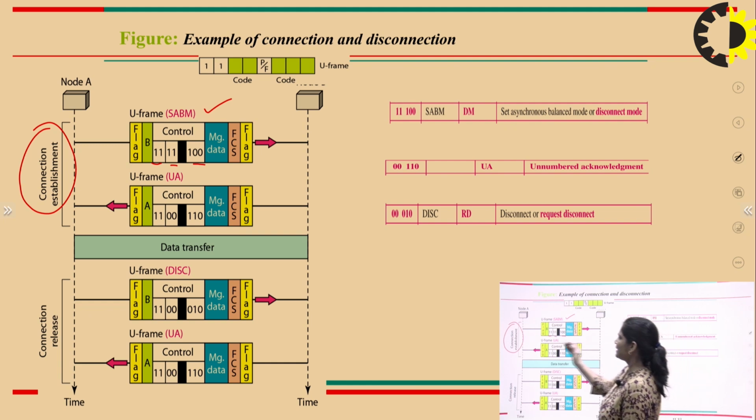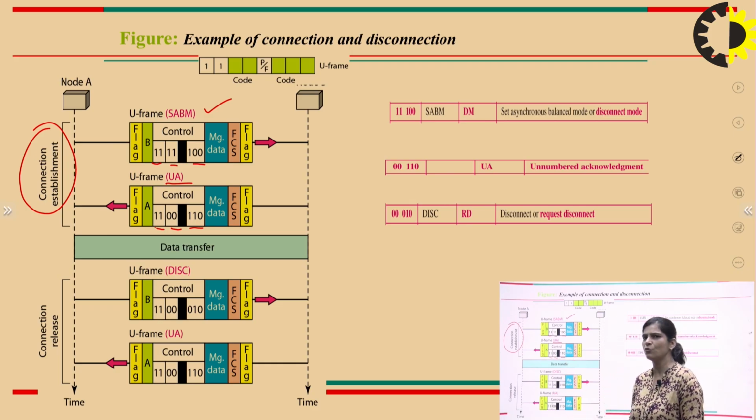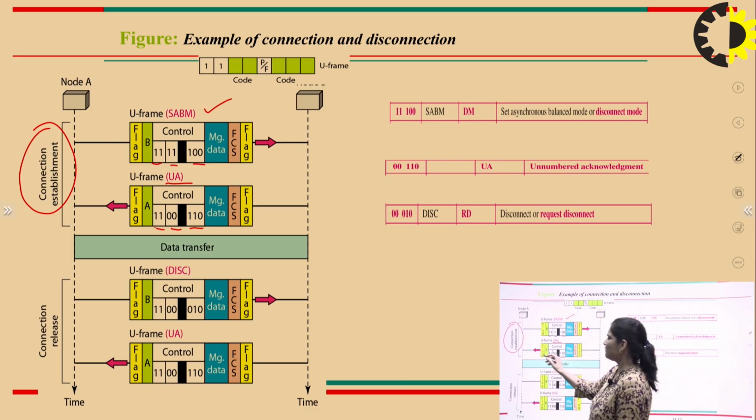This is the U frame format when we are sending a frame from sender to receiver. Now we are getting the acknowledgement, for a U frame, in the form of UA. So you should know the bits which we have to place in the code field in this U frame. Here the flag is there, the destination address is B, the control field is there, management data, frame check sequence, and flag.